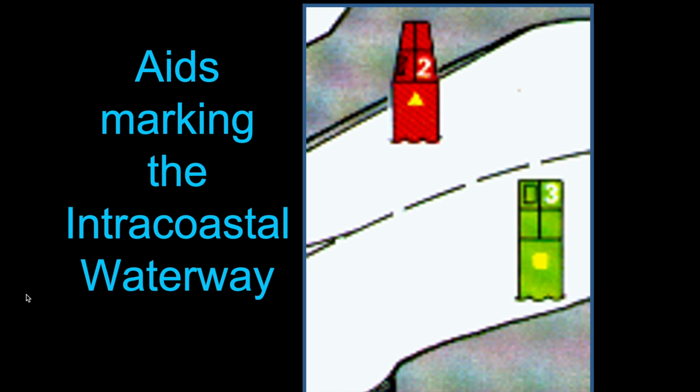Now we're going to talk about the ICW. It's going to use the same lateral marks we use for all the other channels, except the red or starboard side is going to have a yellow triangle. The port side is going to have a yellow square. And that's how you know you're on the ICW.